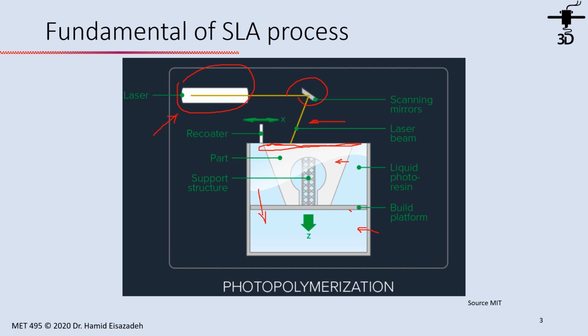Then in the next step, we have a recoater. This system, as you see here, spreads resin to create a new layer of feedstock each time. Every time, this recoater has to go back and forth to provide a new layer.